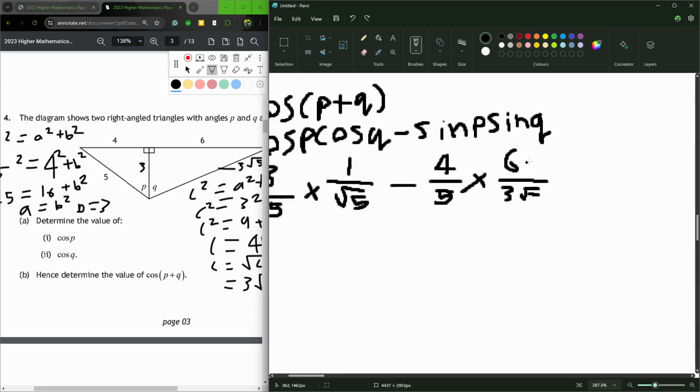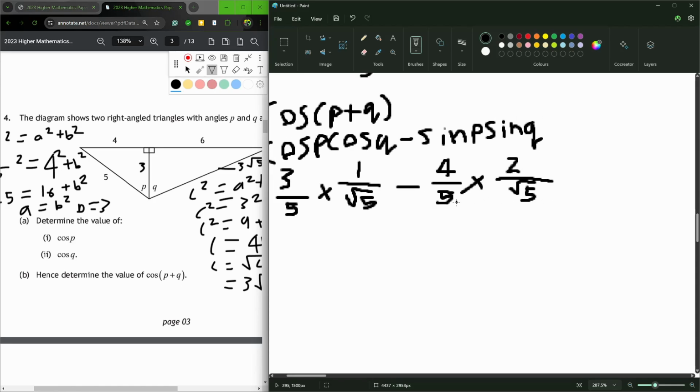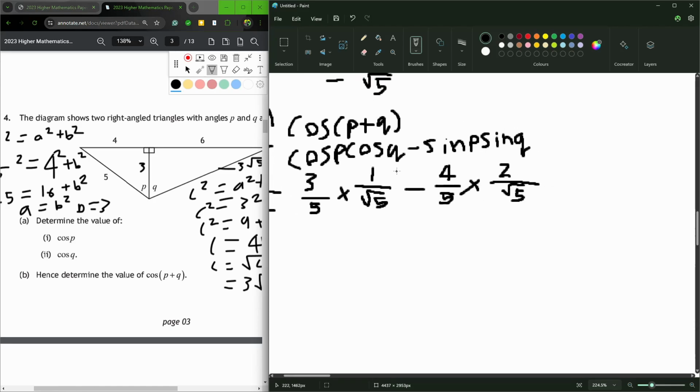So you can simplify that to 2 over root 5, and then we can start multiplying. Remember, when you multiply fractions, it's just multiply top and top and then bottom and bottom. This will give us 3 over 5 root 5. 5 does not cancel out the root 5. And then 4 times 2, that's 8, and 5 times root 5, that's again 5 root 5.